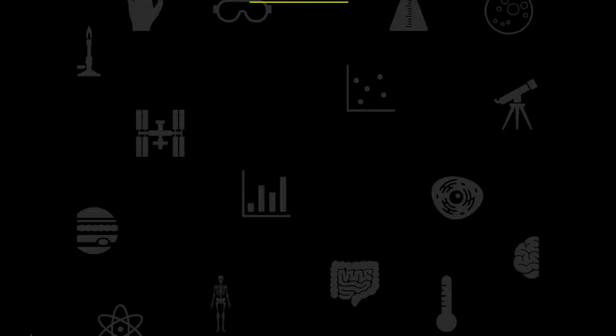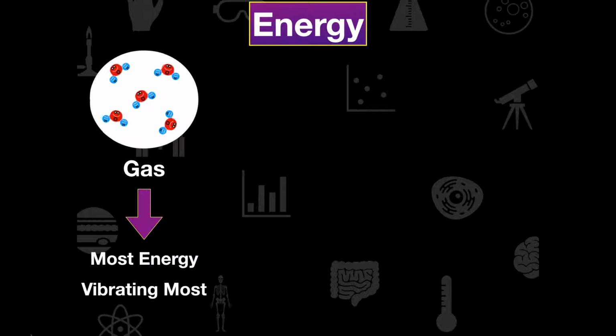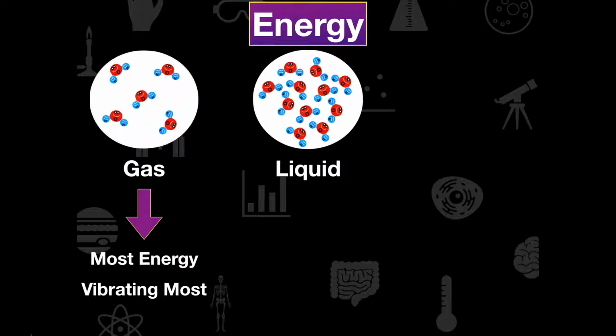Now let's talk about the energy of the different phases of water. What we can see is we have gas or water vapor here, and gaseous water vapor is going to have the most energy and be vibrating the most. So the hydrogen bonds between the molecules here are going to be breaking and reforming much quicker because it has the most energy. Now, liquid water is going to look like this.